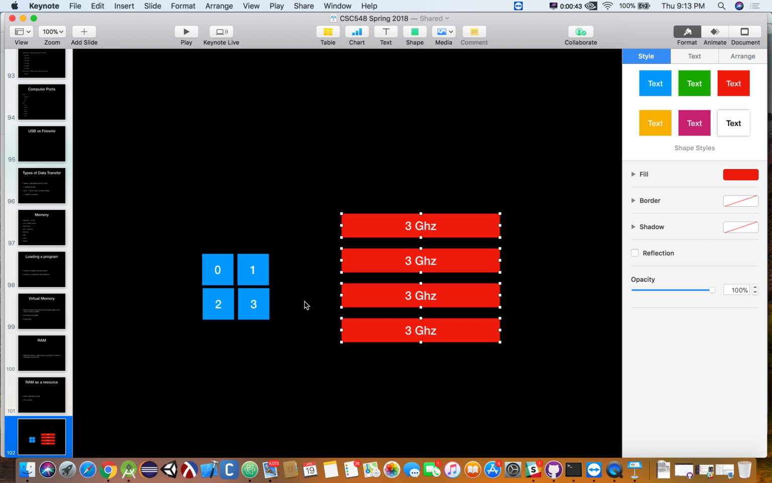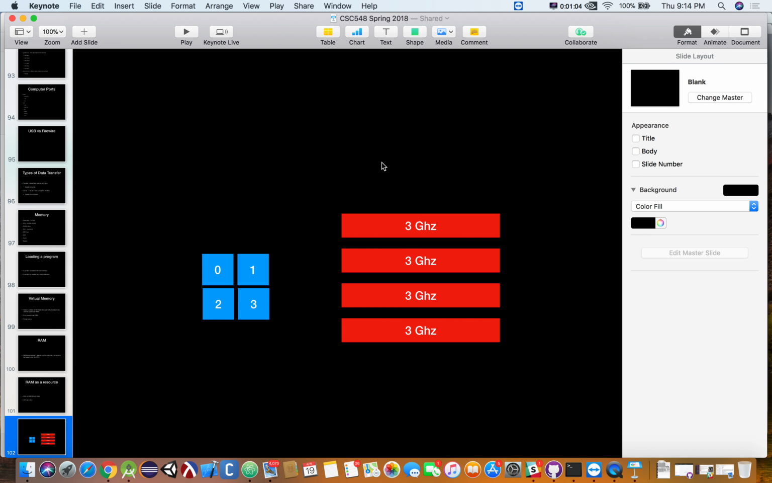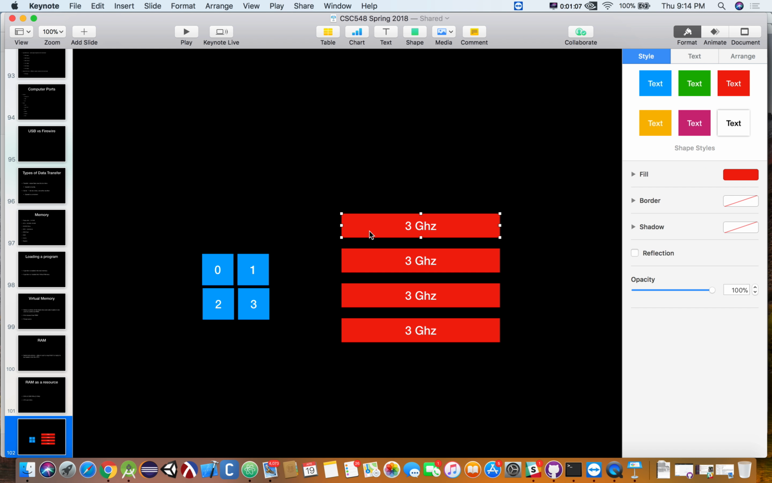Well, if you're sharing a single 3 gigahertz RAM stick with 4 cores, you're only getting 0.75 gigahertz of transmission speed from that RAM stick to each core. So what we can do is split our memory into fourths. So we have 3 gigahertz, 3 gigahertz, 3 gigahertz, 3 gigahertz.